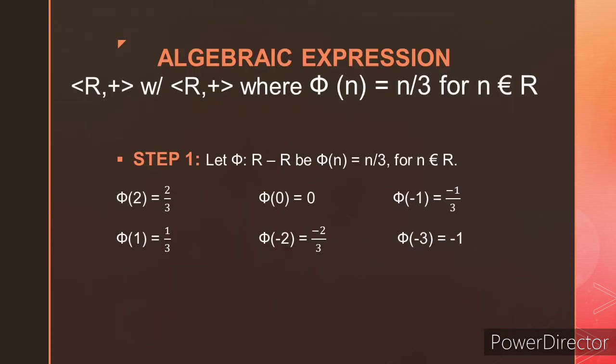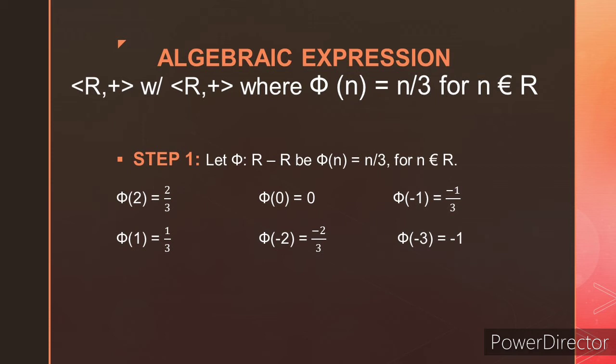And for my algebraic example, let the set of real numbers with the operation of addition, where phi of n is equal to n over 3 for n an element of R. So for step 1, let phi be a mapping of R to R where phi of n is equal to n over 3 for n an element of R. So I assigned a value of n which is an element of the real numbers.